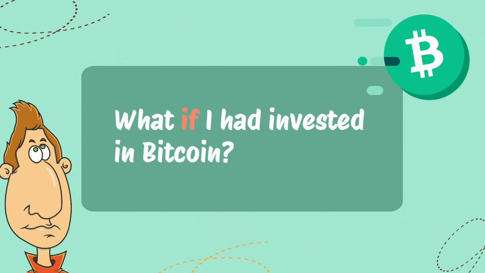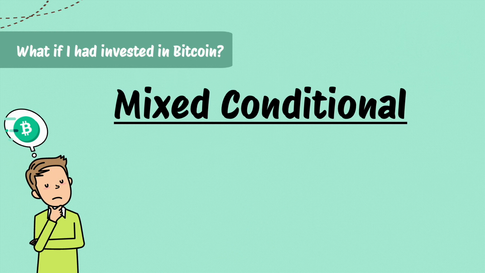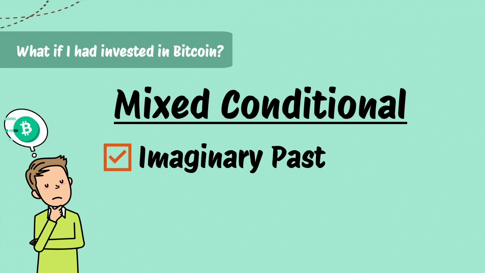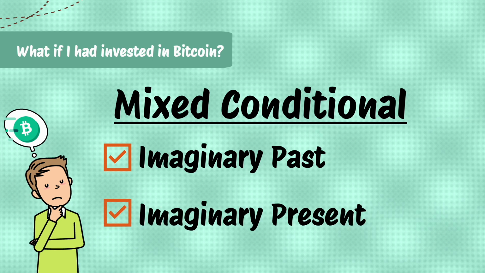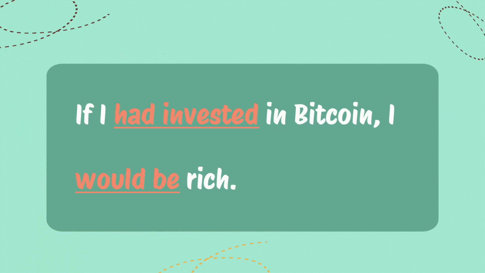Now we have one final conditional to look at. What if I had invested in Bitcoin? This is called a mixed conditional. It's similar to the third conditional. It's also used to imagine the past differently, but it imagines a different present. Let's look at an example. If I had invested in Bitcoin, I would be rich. Just like the third conditional, we use the past perfect in the if clause, but we use would plus the base form of the verb in the main clause.